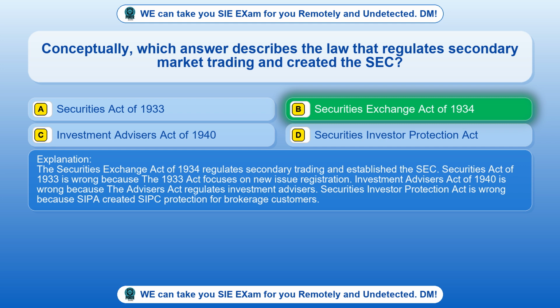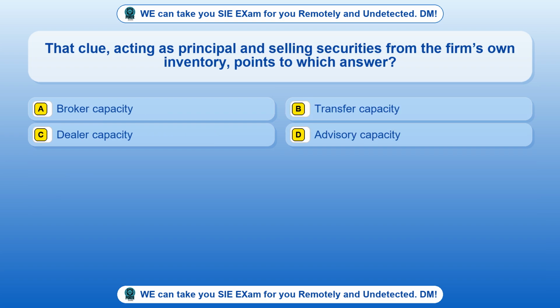Securities Investor Protection Act is wrong because SIPA created SIPC protection for brokerage customers. Question 51. That clue, acting as principal and selling securities from the firm's own inventory, points to which answer?